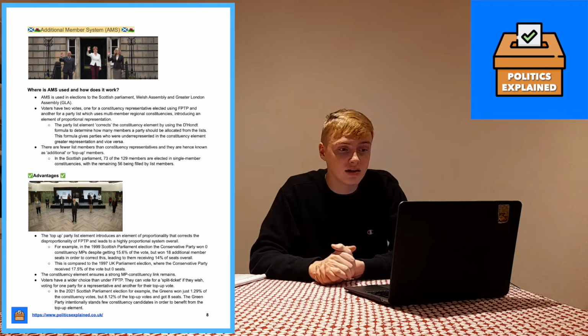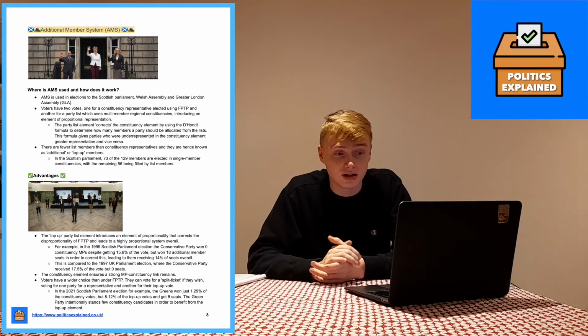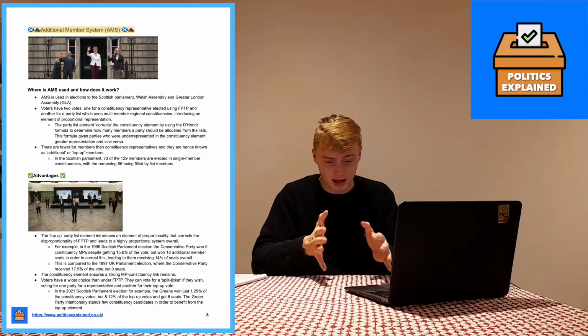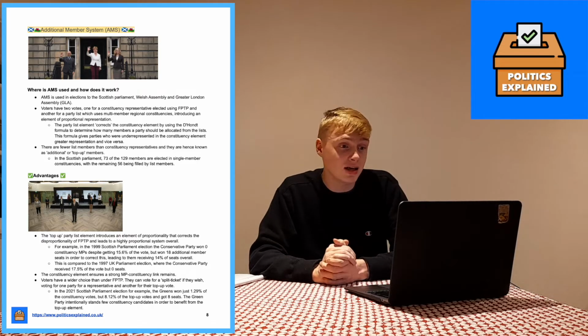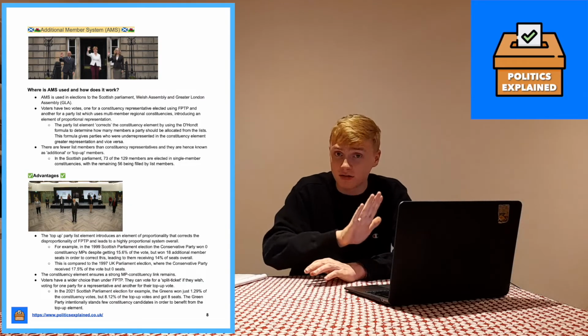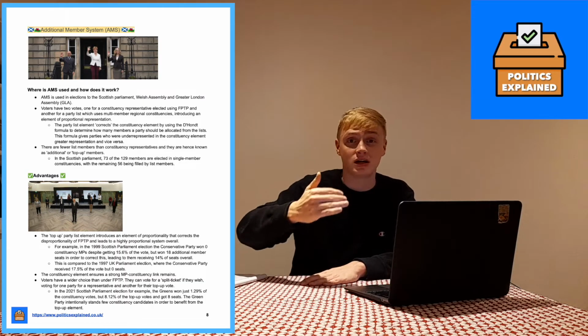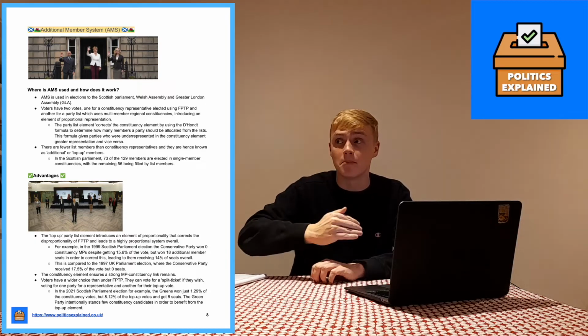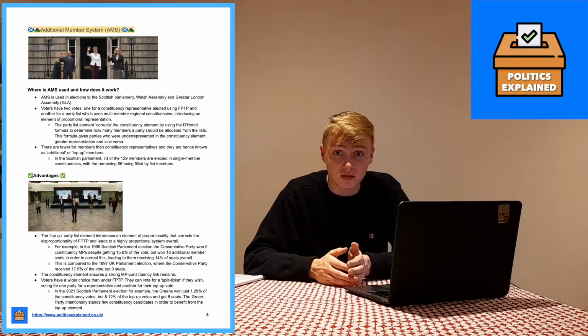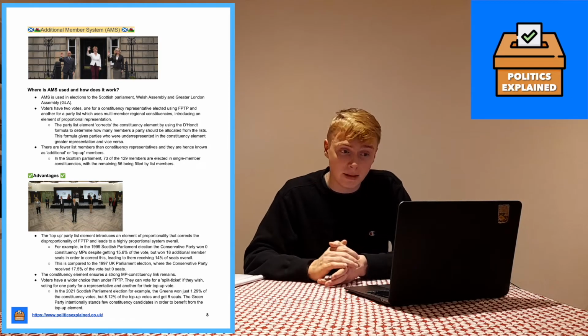In 1999, in the Scottish Parliament election, the Conservative Party won 0 constituency MPs from that first vote, right? Despite getting 15.6% of the vote across Scotland. Because it was spread across Scotland, they weren't able to get the most votes in any constituency and therefore got 0 MPs. If it was just a first past the post system, they would have got 0 MPs overall and that would have been it.